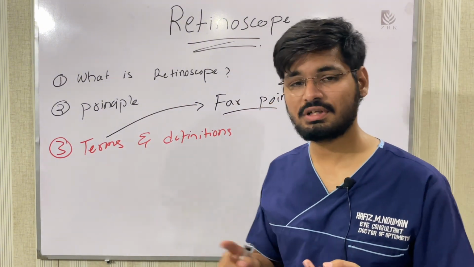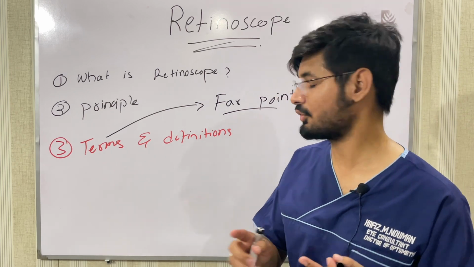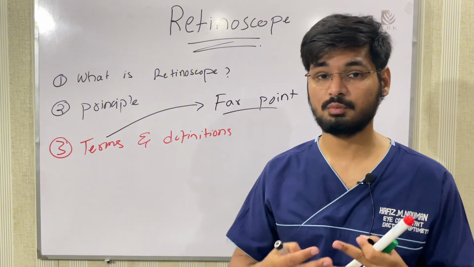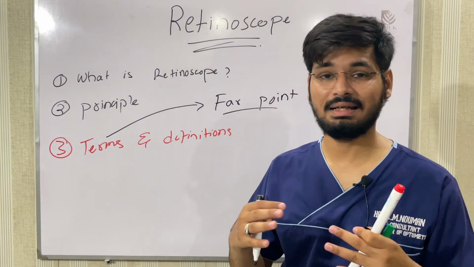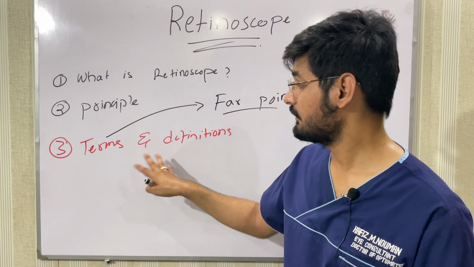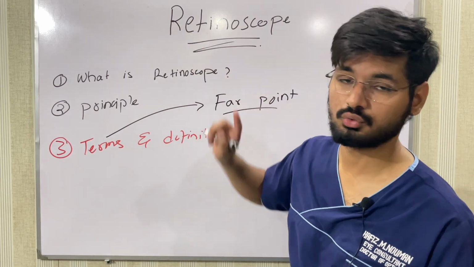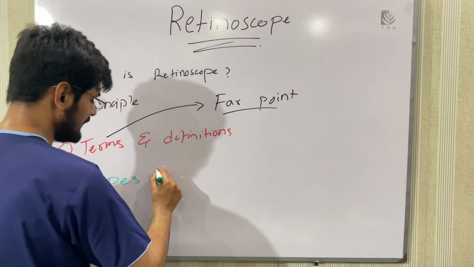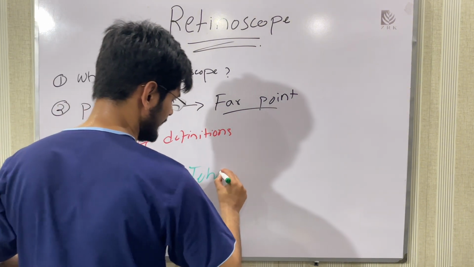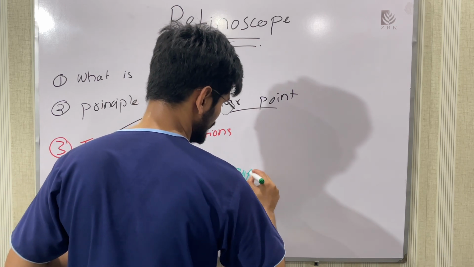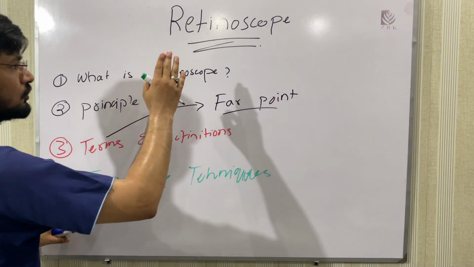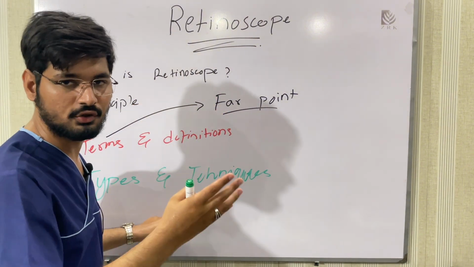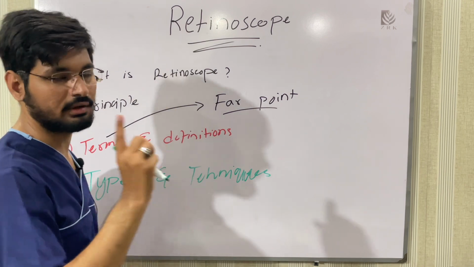Under this point, we will discuss many terminologies. Like far point, with movement, against movement, no movement, neutral point, what is a streak, what is a reflex, and many more terminologies and definitions. Okay, which are very important before learning this tool. In the fourth point, we will discuss the types and the techniques which are used to perform retinoscopy. Retinoscopy means using this instrument, and the instrument itself is called the retinoscope.